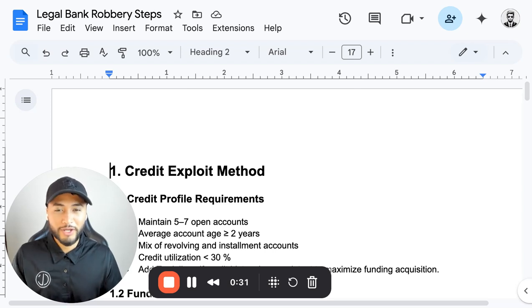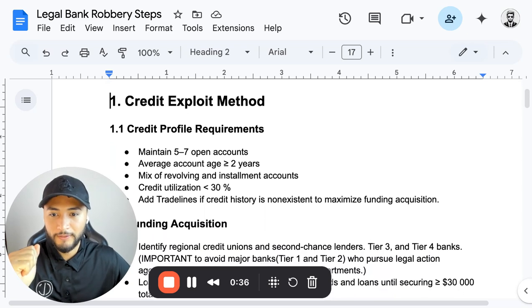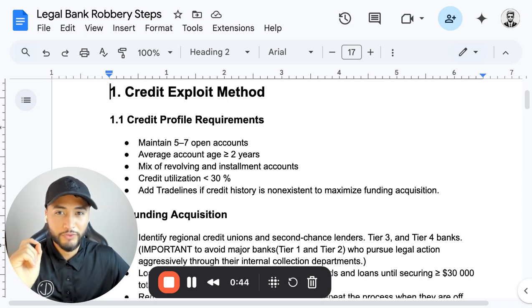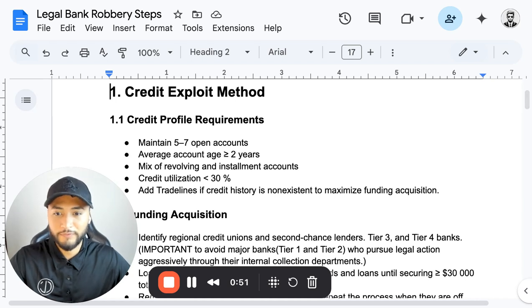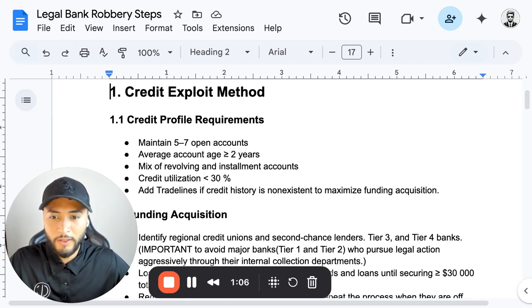So first of all, the credit exploit method. This is a slide that I have here in Google Sheets. First of all, the credit profile requirements. Maintain 5 to 7 open accounts. That just tells you that you want to have a variety of accounts that show you can actually handle different types of accounts when it comes to the mix of revolving and installment accounts. For example, a credit card with a bank that's 20K, then an auto loan that's paid off, possibly a mortgage that you already have been paying for a while.